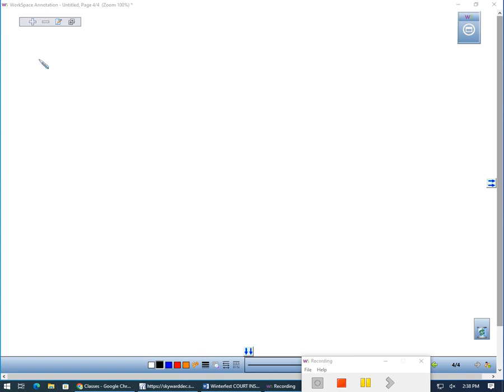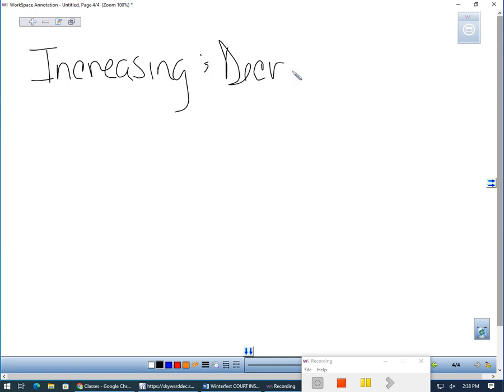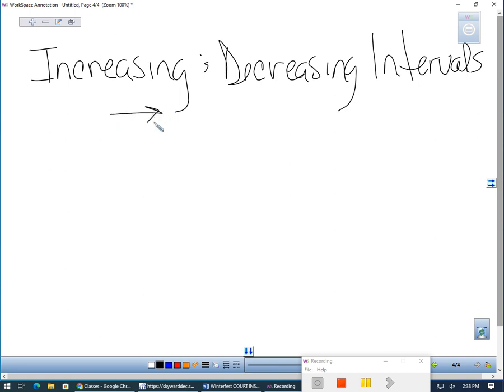All right, I want to talk about increasing and decreasing intervals. When I say increasing and decreasing intervals, I am talking about what is happening referring to x. So you always use x. You go from left to right as you draw.